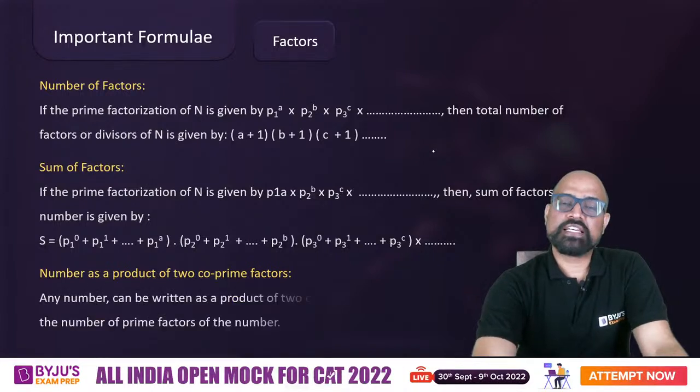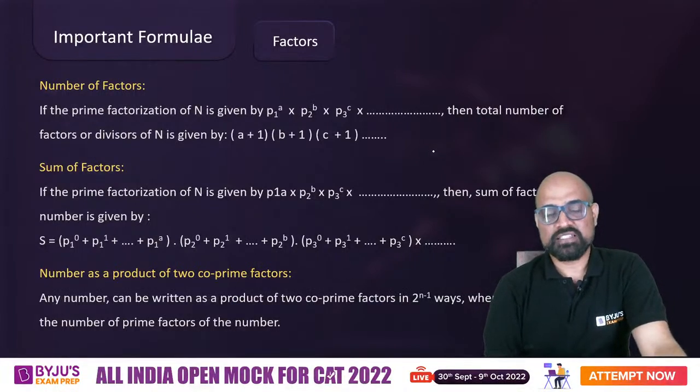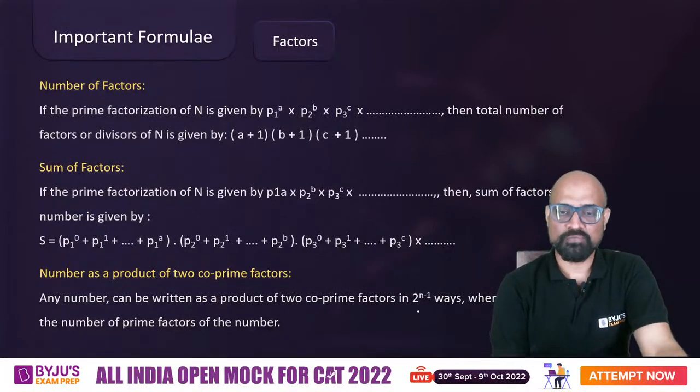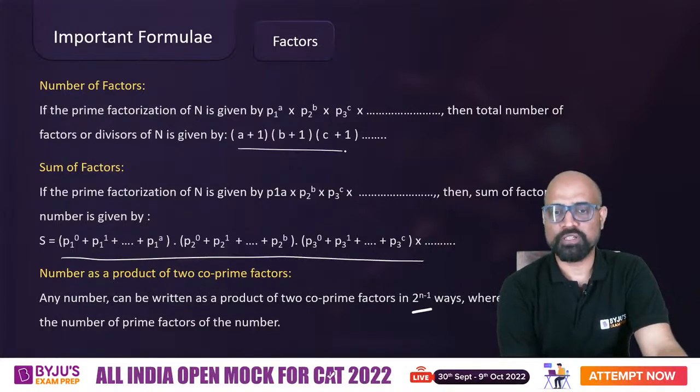The number of ways in which a number can be written as a product of two co-prime factors is given by 2 to the power n minus 1 ways. Okay, so these are more like the standard formulas that you should know, you should remember them.